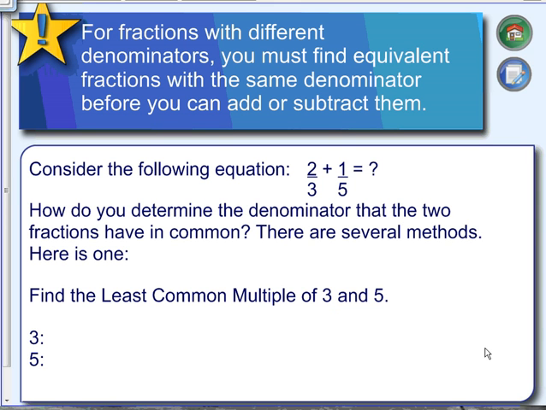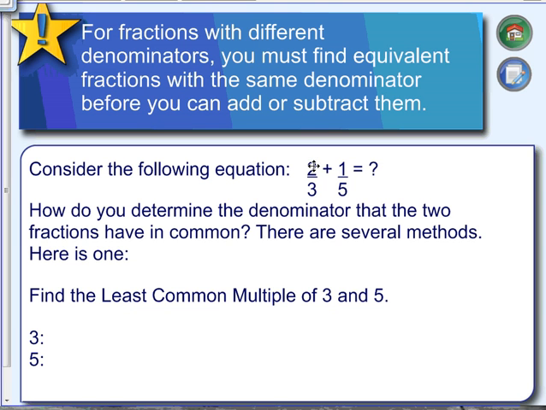All right, so today what we're going to be talking about is adding or subtracting rational numbers, specifically adding or subtracting fractions. Today we're going to touch on proper fractions, improper fractions, and mixed numbers. So the first thing we're going to talk about is our end-all rule that we need to remember. For fractions with different denominators, you must find the equivalent fractions with the same denominator before you can add or subtract them. You have to find a common denominator.